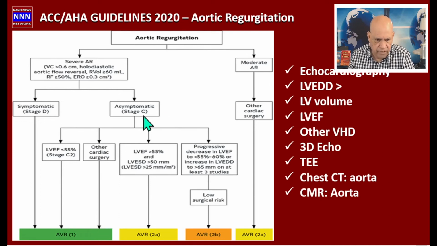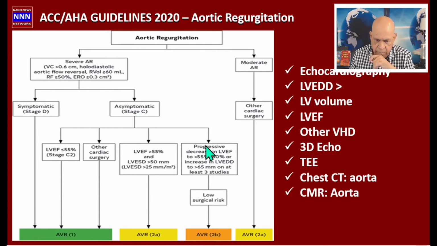If in an asymptomatic stage C patient, the ejection fraction is less than 55% and the left ventricular end systolic diameter is greater than 50 millimeters. That's an important number which I was talking about. That's a systolic diameter. Now we're looking at the diastolic diameter. So here they mention left ventricular end systolic diameter is greater than 50. Then you consider aortic valve replacement, which is a 2A indication.